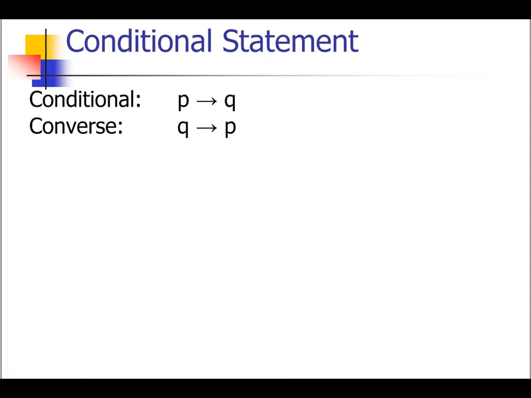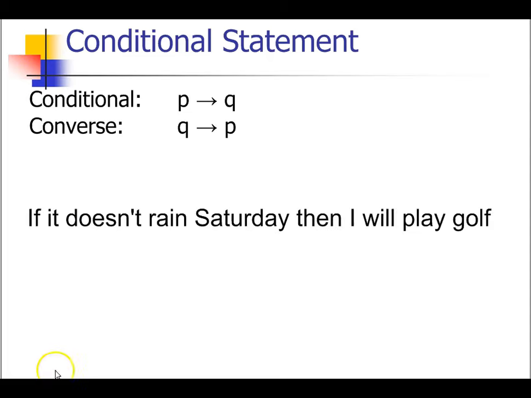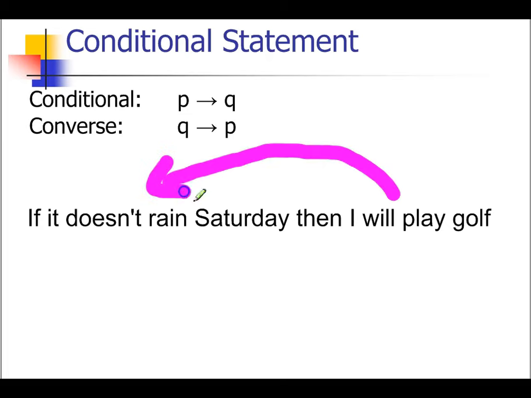If Q then P. Let's see what that looks like as an example. Let's go back to one of the first examples. If it doesn't rain Saturday, then I will play golf. The hypothesis, it doesn't rain. The conclusion, I play golf. So the converse of this statement would read something like, if I just switch places, the conclusion goes into the hypothesis position and the hypothesis goes in the conclusion position, it would read something like, if I play golf Saturday, then it didn't rain, or something like that.